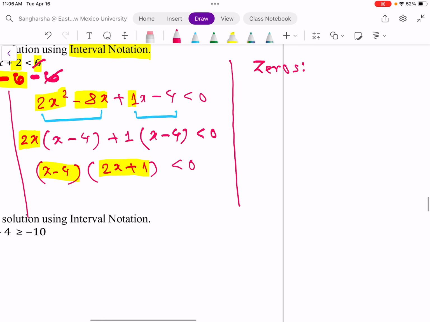Okay. Now, we have two factors. So, we're going to get 2 zeros. This is a quadratic inequality, so you're going to get the 2 zeros. If you have a cubic inequality, then you're going to get the 3 zeros.